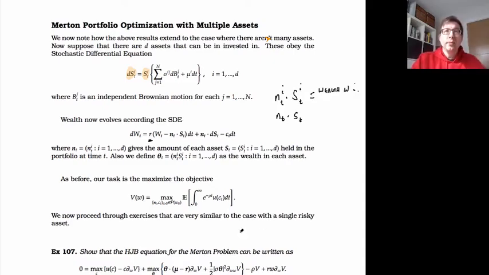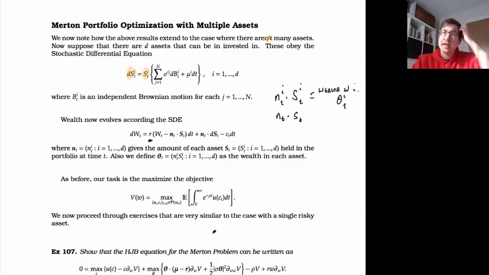We're also going to define theta_i to be the wealth in asset i at time t. Our job is to maximize the following objective, which is to maximize the utility that we get from our consumption, applying some discount factor e to the minus rho t, and we want to maximize that over all time.